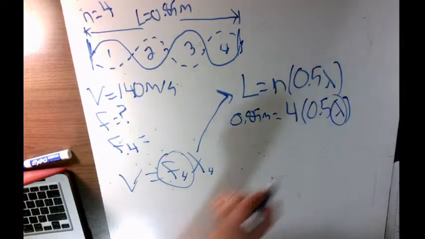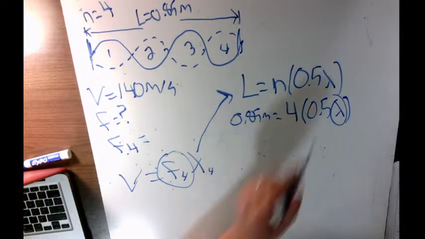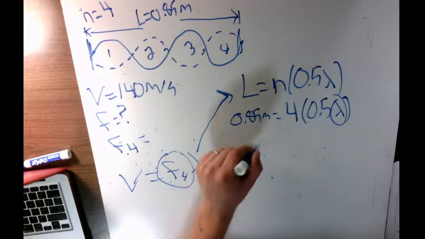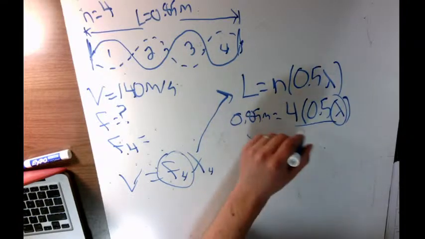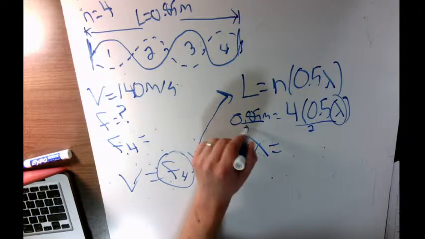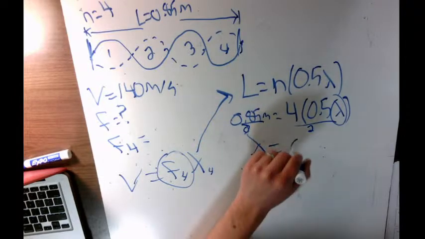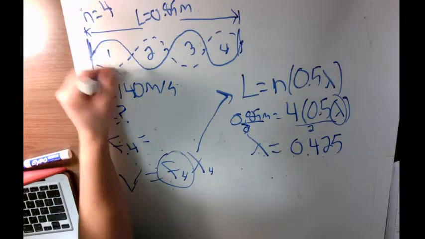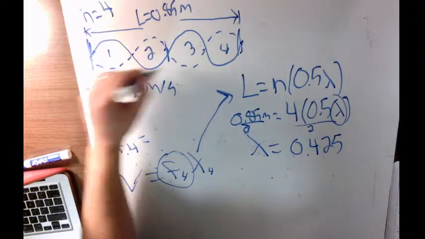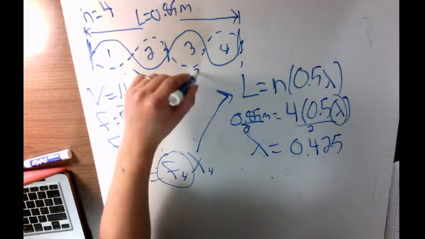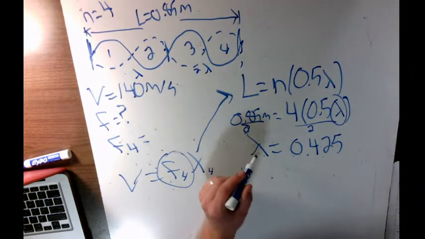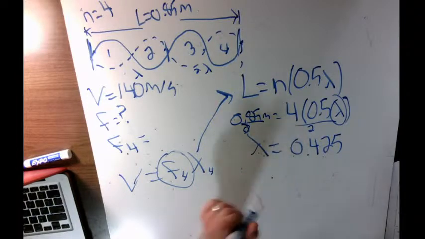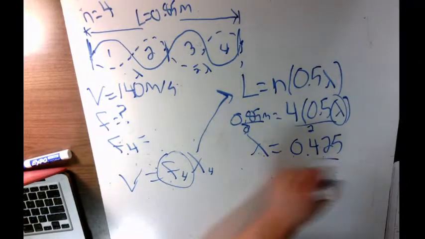If we're trying to solve for this, we're going to divide both sides by 4 and 0.5, or multiply those together, we get 2. Wavelength is equal to 0.85 divided by 2, or 0.425, right? Or we could just look at the graph and see we've got 1 wavelength, 2 wavelengths. So if 2 wavelengths equals 0.85, 1 wavelength equals 0.425. Right, we have our wavelength now.